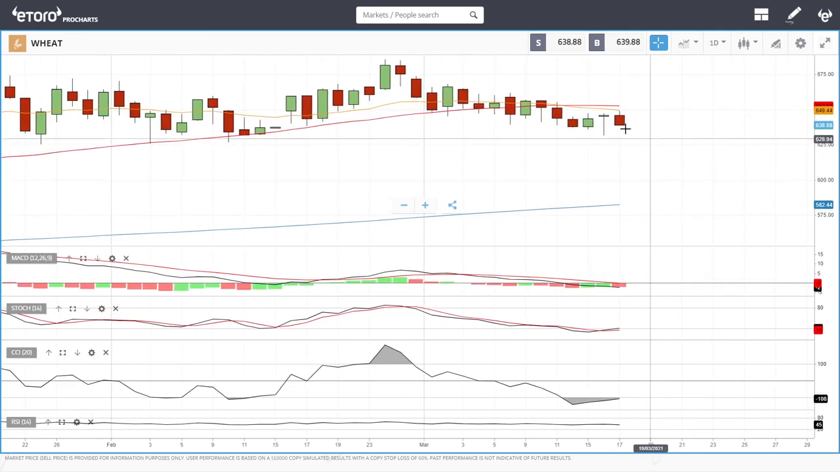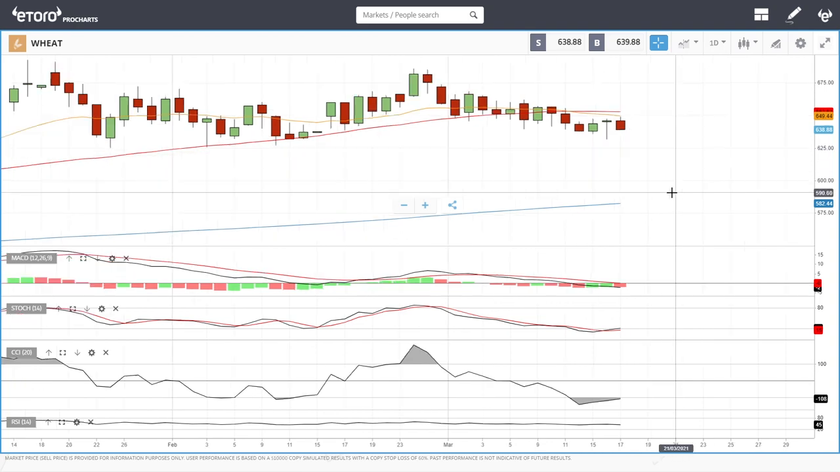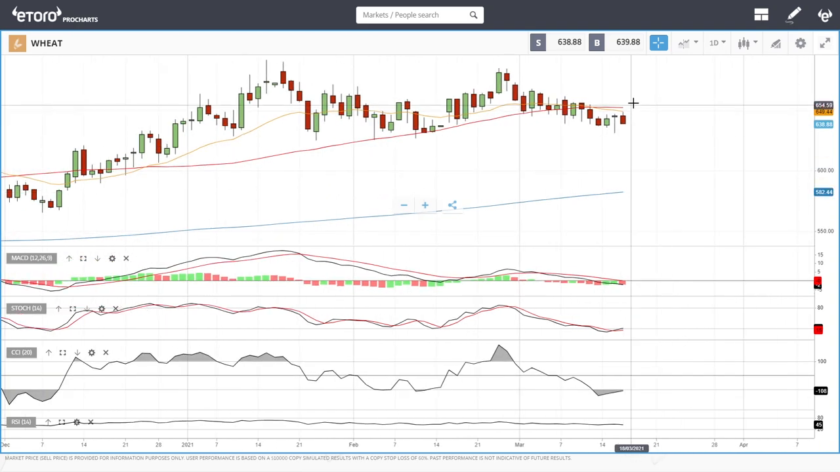So if we don't manage to break above the 20 exponential, then we're probably going to test these previous lows again and probably have a run at the 625. A break above the 20 and the 50, then that opens the door to these previous highs again of the 683.